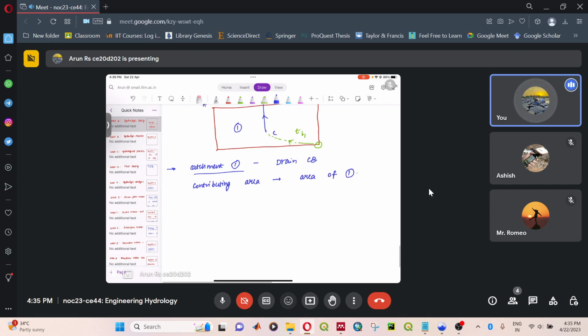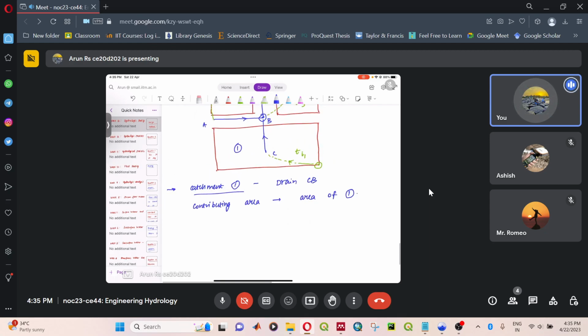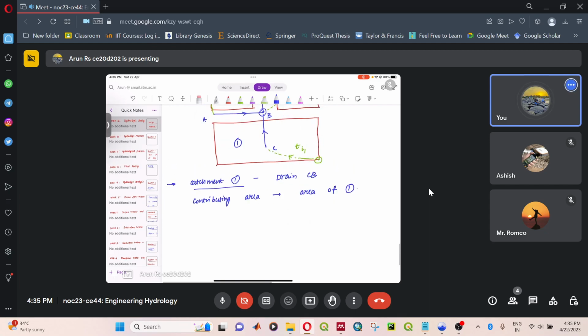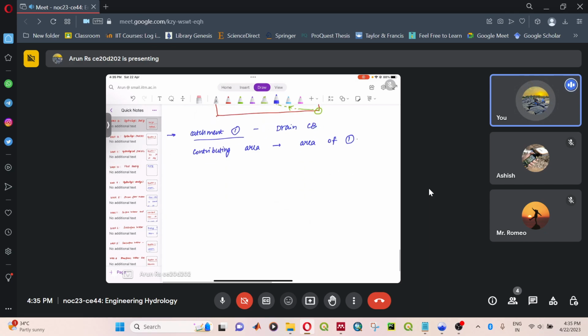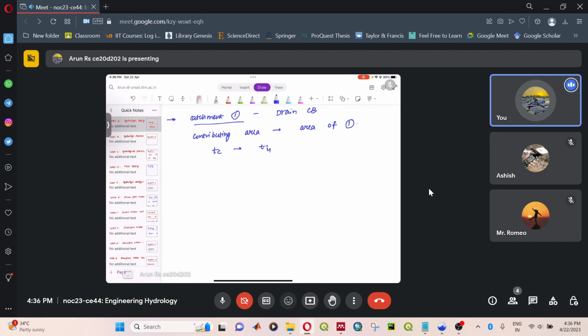So the entire area of 1. And for this particular catchment, your time of concentration can be taken as Ti1 itself. So there is no problem with that. So your time of concentration is equal to Ti1 itself. And once you find your time of concentration, you can find out intensity and you can find out peak discharge. And once you find out the peak discharge, you can calculate the size of the drain that is required using Manning's formula.